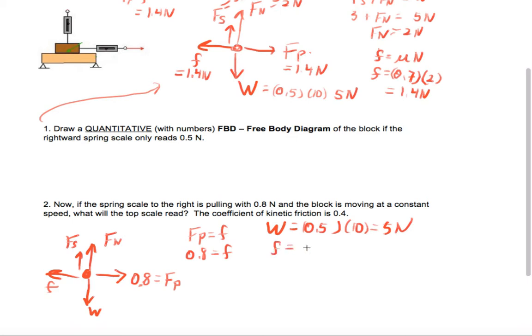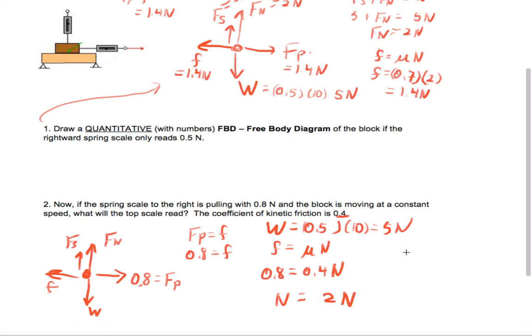So for the normal force, friction is mu times N. And I know that the friction force is 0.8. I know that mu is 0.4, and that's going to give me my normal force equal to 0.8 divided by 0.4, 2 newtons. So let's see, what does that give me?